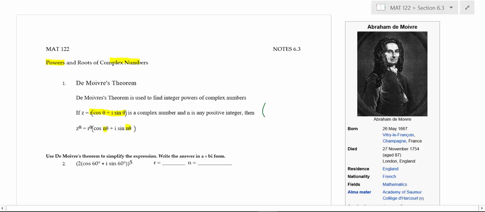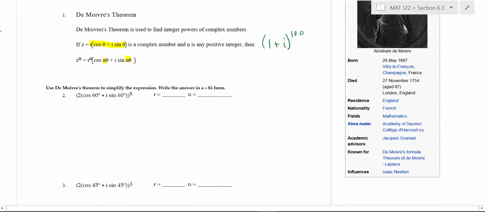So, for instance, I like to use the example if you were doing 1 plus i to the 100th. Now that's the a plus bi form. Well, if you didn't know anything about this theorem, you would pretty well be forced to write the thing out 100 times, multiply it out 100 times, and you'll get this real simple answer. This theorem allows us to do this very quickly and efficiently. So before I do problem number 2, I'm going to give you an idea of how this works.